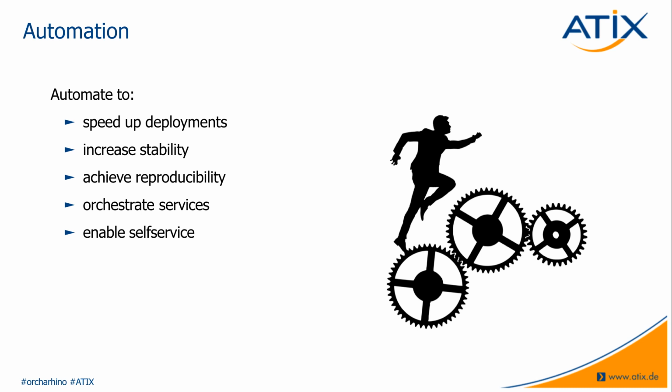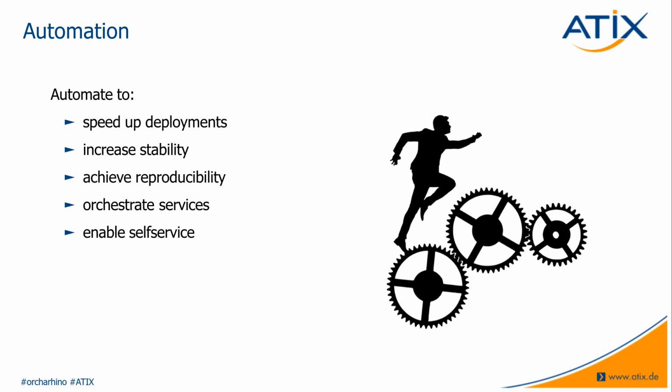Automation increases stability because everything has been written down, and you can achieve reproducibility without any errors. So you get stable, you get reproducible, and you get faster. You can use it to orchestrate your services. You can define all the services required, write down the code, and provide it everywhere. And last but not least, you can enable self-service.